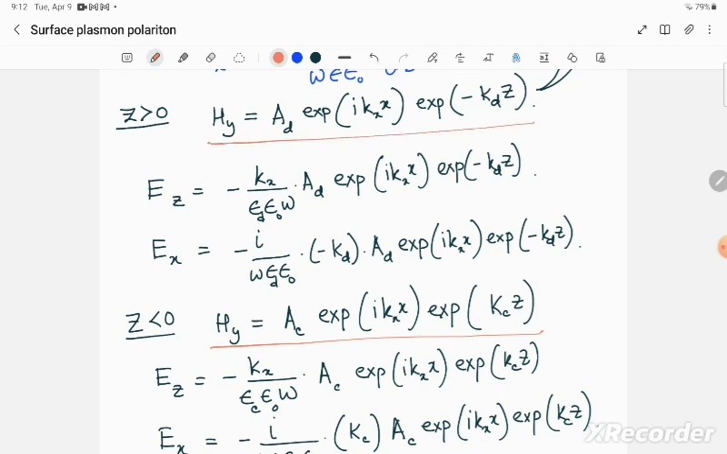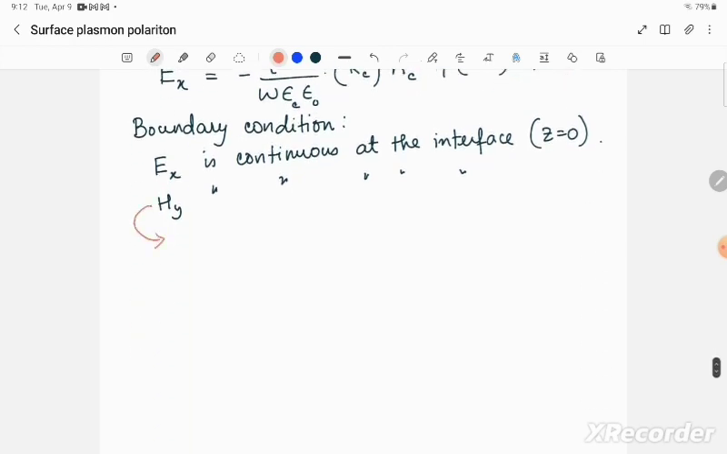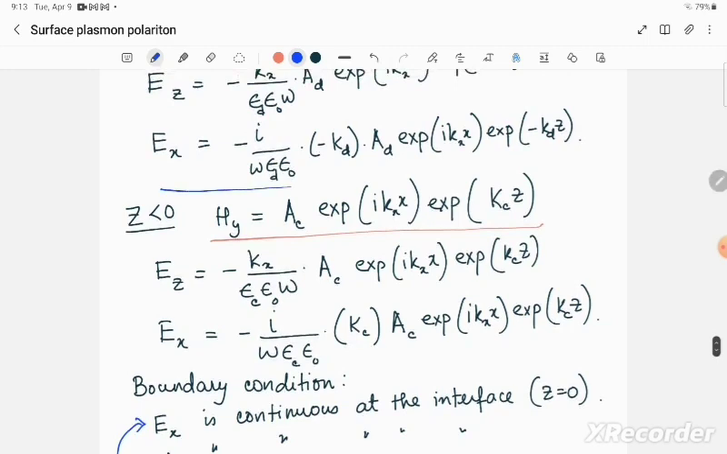at z equal to 0, the exponential e^(kdz) and e^(-kcz) vanish, they become 1. Then from this boundary condition, you get AD is equal to AC. That is one relation we get. And for the other boundary condition, we put z equal to 0 and we equate the two x terms. So this one is equated with this relation.